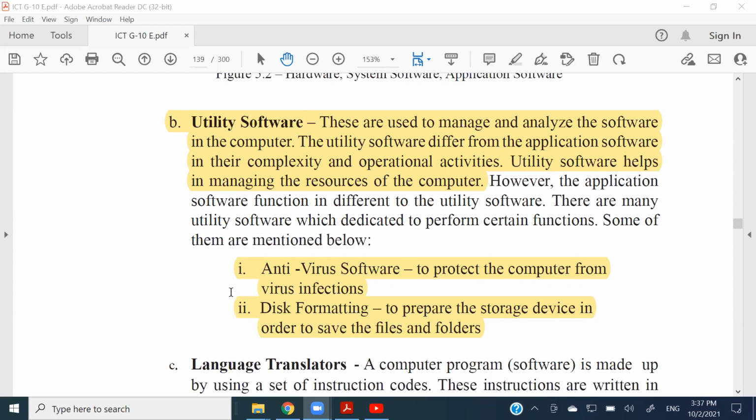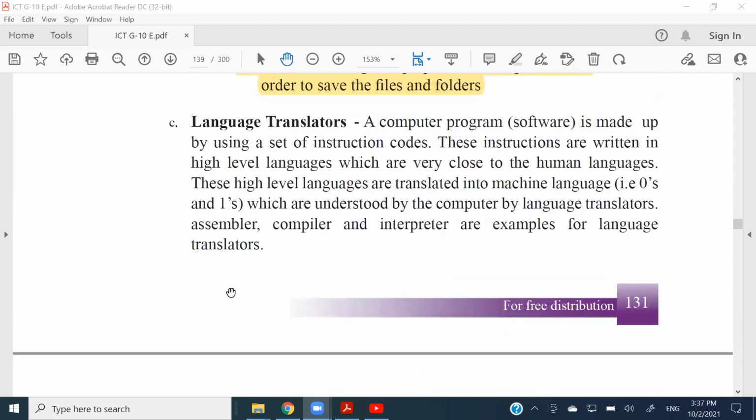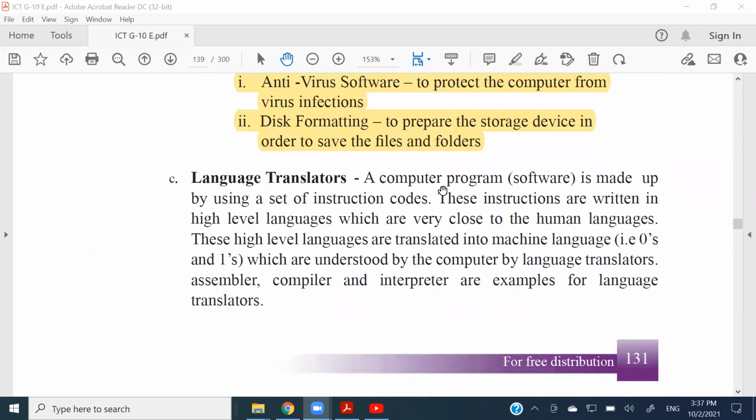Right, so moving forward, people, about the language translators. Let's write it down. Yeah, let's go with it like this. Have the language translators.